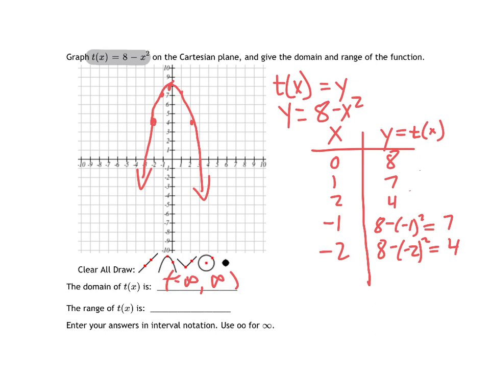Range is the y values. The y values are the height. This point has a height of 8. This point has a height of 4. The y value is 4. Remember, this is our x-axis. This is our y-axis. So what is the highest y value that is in red here? There's a whole bunch of y values in red. There's a y value of 1 right there. There's a point that has a y value of 2. There's a point that has a y value of 2.1. 2.89 is right about here. So these y values all have points.